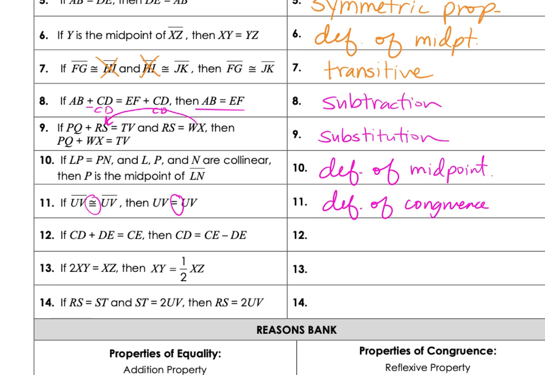Okay. What'd you get for 12? So it was this. All of a sudden now CD is by itself. Not reflexive. Subtraction. We took away the DE from both sides, right? Minus DE. So that's subtraction.